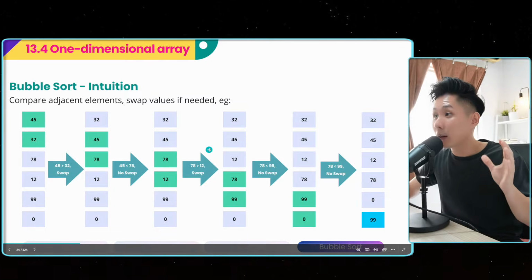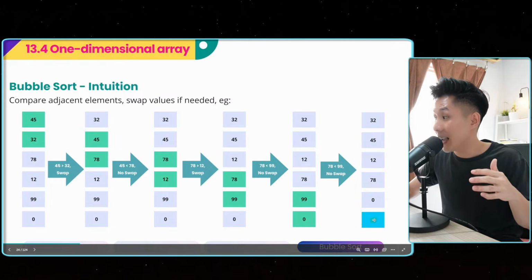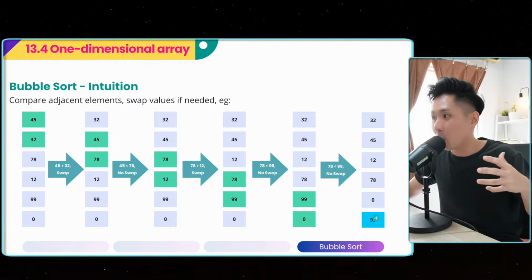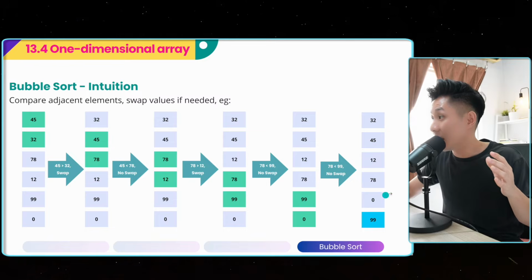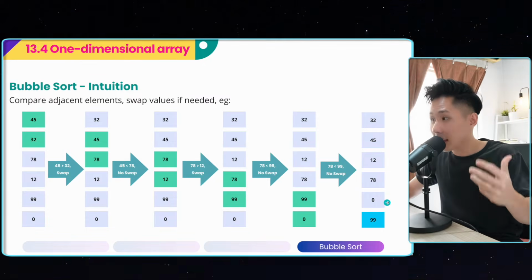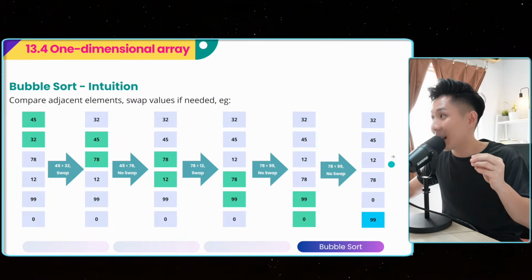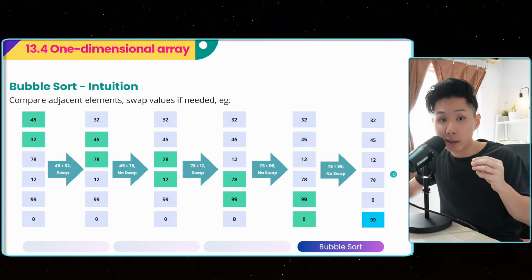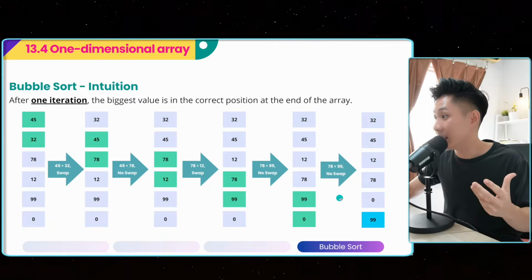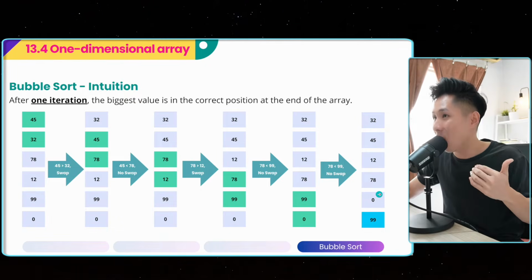So you can see that after one iteration, the biggest number is already at the end of the list. Meaning, have we sorted? No, we have not. All the numbers here are still unsorted except the last element. So this algorithm says that we need to repeat it until all the elements have been sorted. After one iteration, the biggest value is already in the correct position, but that's not what we want. We want them in order.